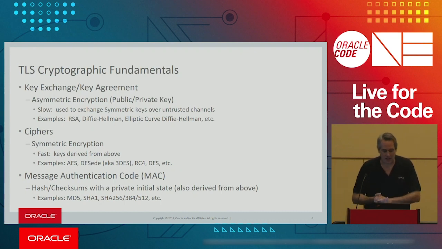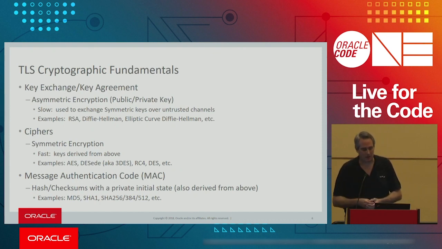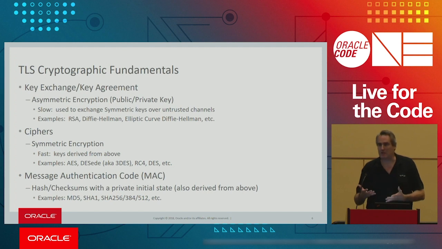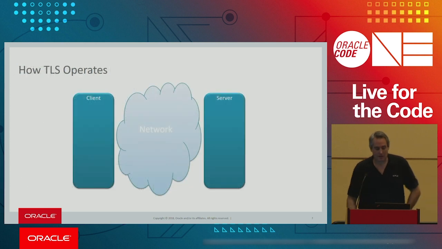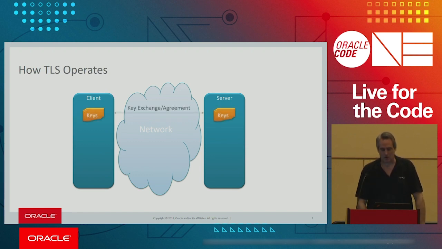There's also the message authentication code, which is like the hash or the checksum that I mentioned a little bit ago. It's essentially a hash and checksum with some private state that's initially derived also from the key exchange and key agreement algorithms above. So some of those are based on MD5, SHA-1, SHA-256, 512, 384, and so on. So how TLS operates, you have a client, you've got a server and some network in between them, and you want to be able to have them interchange information.